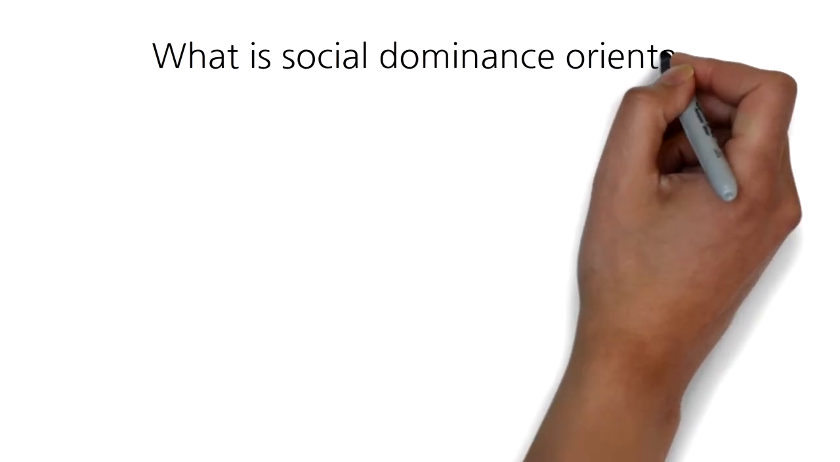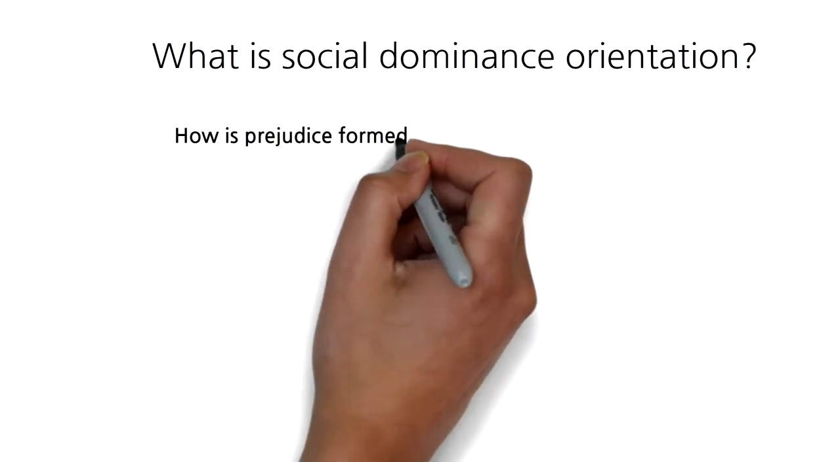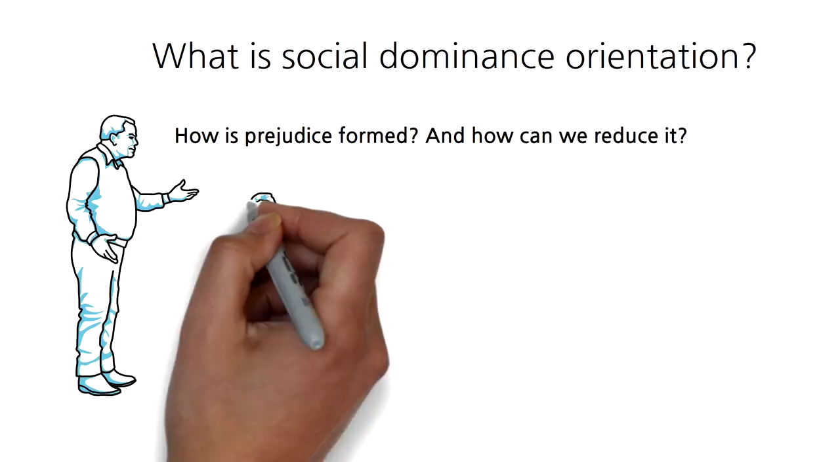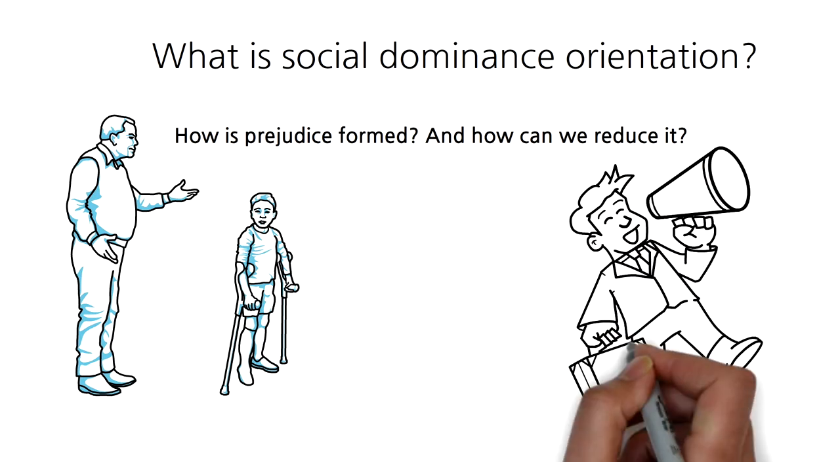Welcome back to another video. So today we're starting with what is social dominance orientation before moving on to look at how prejudice forms and the different types of prejudice that exist.